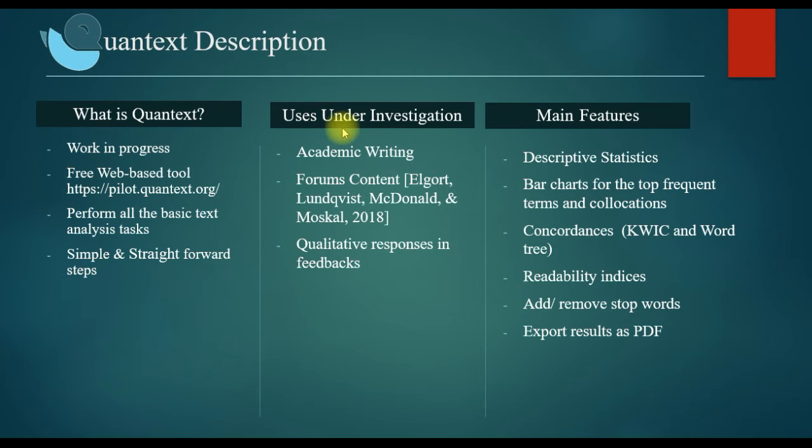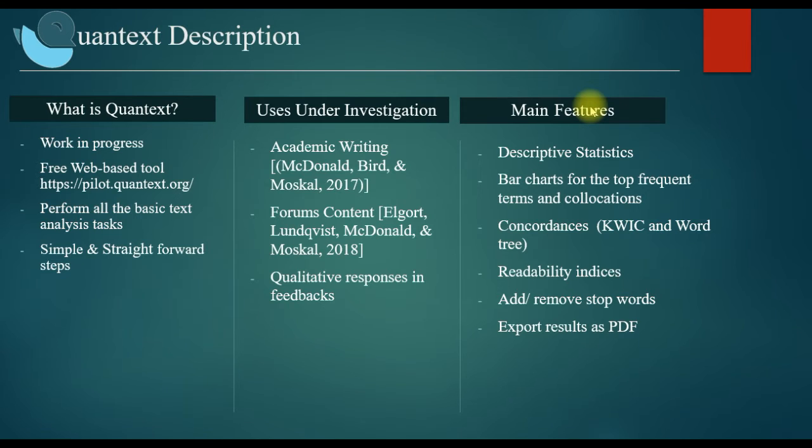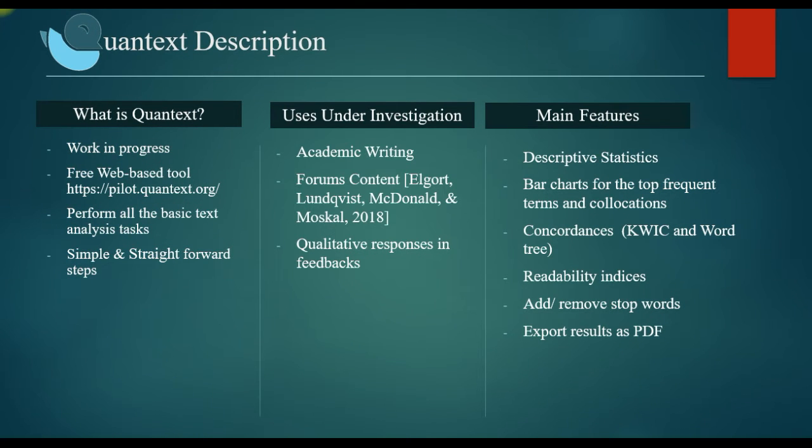The uses under investigation are the analysis of academic writing, the analysis of forum content, as well as the analysis of the qualitative responses in feedback. The main features provide descriptive statistics including the number of responses, the average number of words, and the average number of sentences. It also produces frequency bar charts for the top frequent terms and collocations. Additionally, it provides concordance, the KWIC text analysis, and another visualization, a word tree.